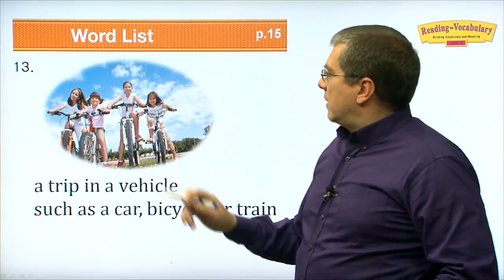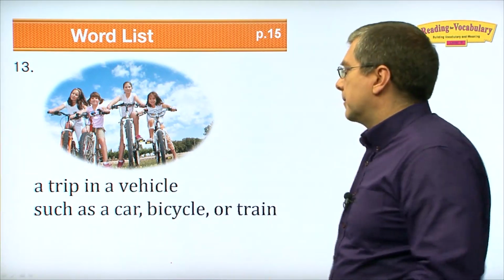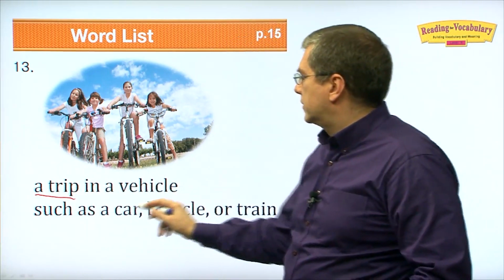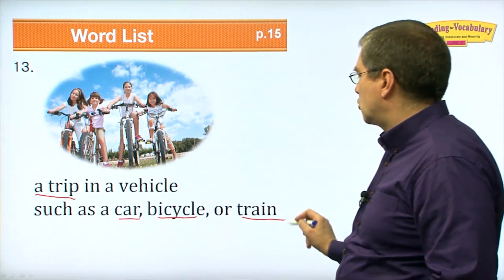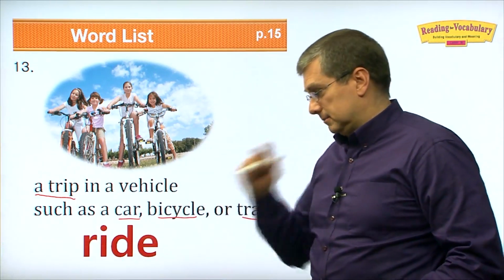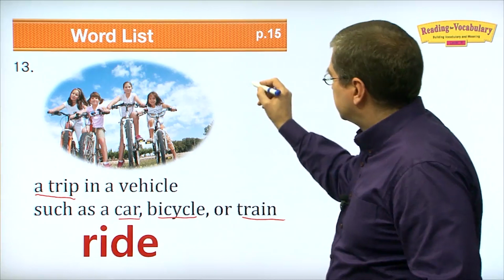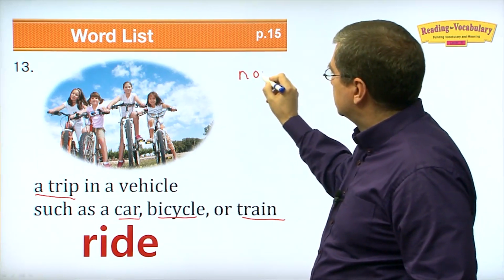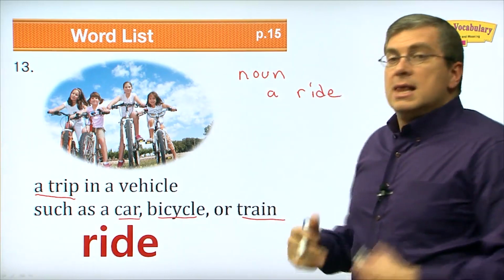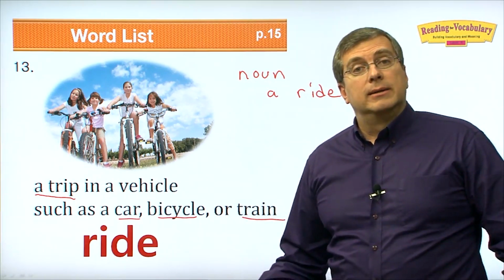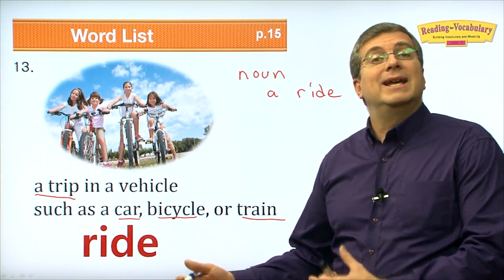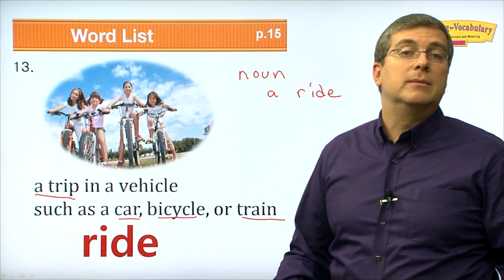So, these kids are having fun, right? They got their bikes. What are they doing? Well, here we have a definition here. A trip in a vehicle, such as a car, bicycle, or train. So it's an interesting word here, and the word is ride. Now, that's interesting. Ride can be a noun. A ride. For example, let's take a ride, right? Let's take a bike ride. Let's take a ride in our car. Let's take a ride by train.